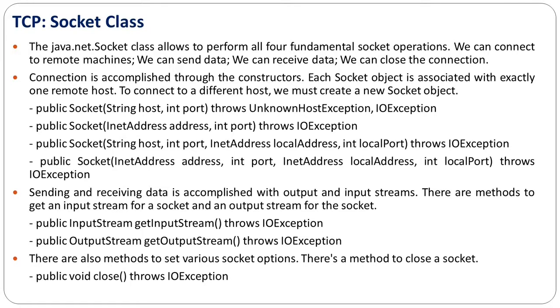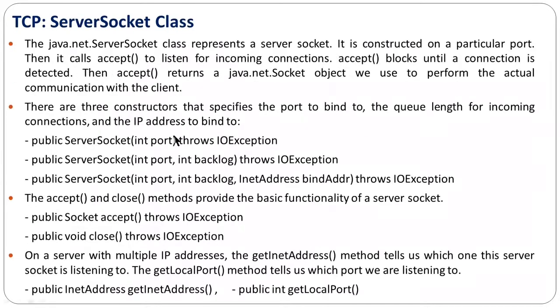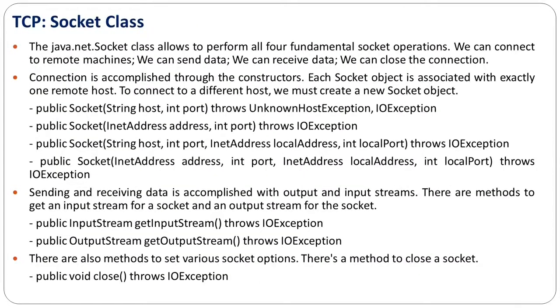To create a socket we need to use a constructor, and the constructor comes in four flavors, as indicated here. The first constructor takes a string host argument and a port number, likewise InetAddress and port number. Each socket constructor throws UnknownHostException and IOException. If the connection is not established, it may throw an UnknownHostException, which means the machine we want to connect to is not available. At the same time, if I/O fails, then an IOException will be thrown. So by using the socket constructor we can establish a connection with a machine.